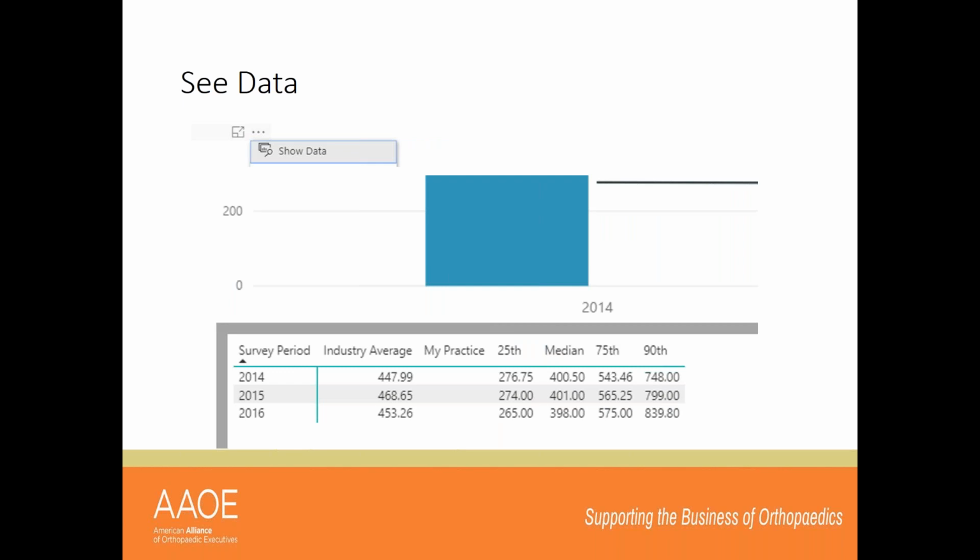And then another thing we added is the three dots up there in the upper left corner, right below the chart. It's kind of hard to see. If you click on those, you'll get a couple options. This first one is show data.